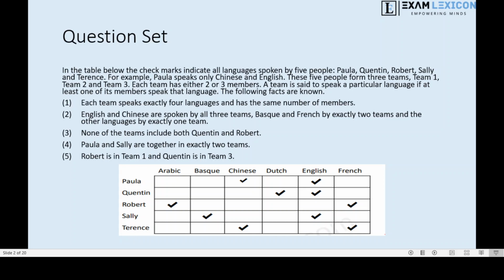Each team speaks exactly 4 languages and has the same number of members. English and Chinese are spoken by all 3 teams. Basque and French by exactly 2 teams, and other languages by exactly 1 team. None of the teams include both Quentin and Robert. Paula and Sally are together in exactly 2 teams. Robert is in team 1, Quentin is in team 3.